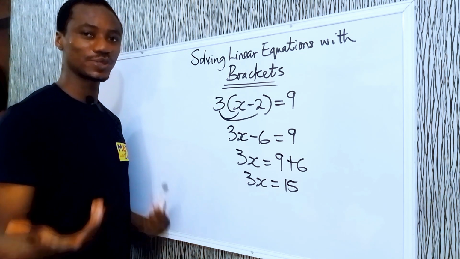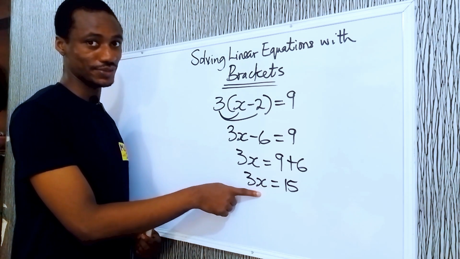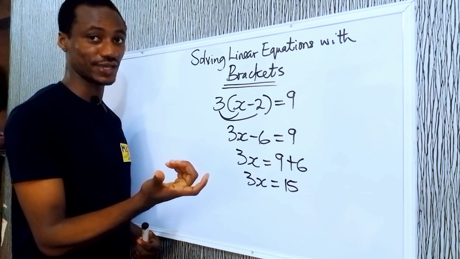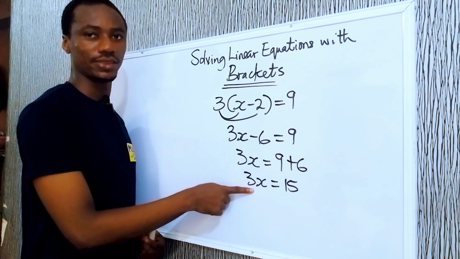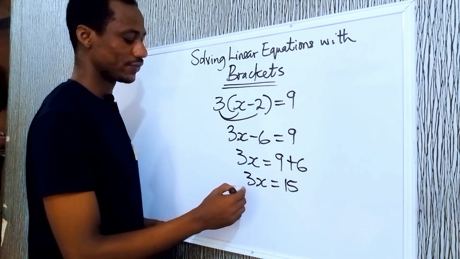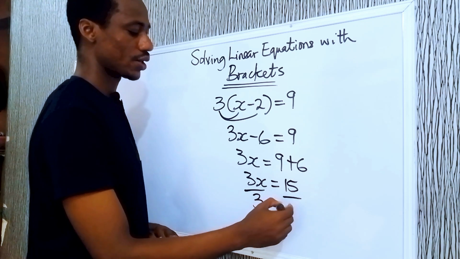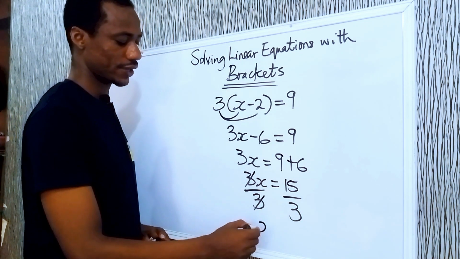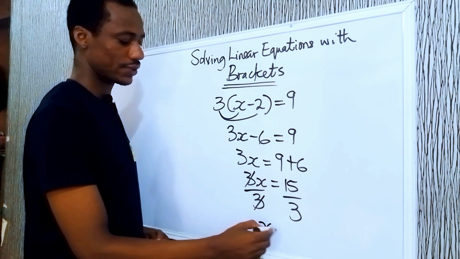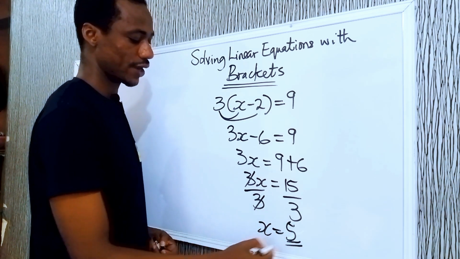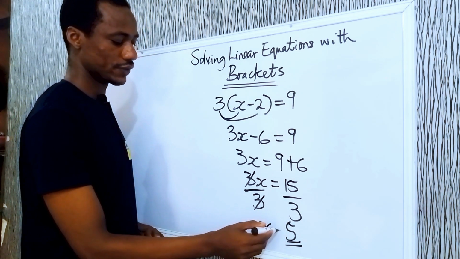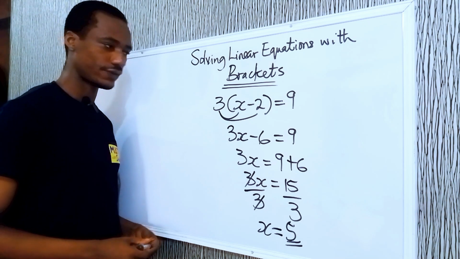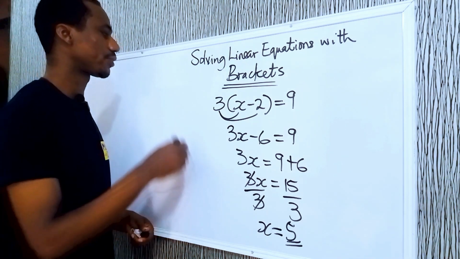We divide both sides by the number multiplying x, which is called the coefficient of x. We divide both sides by 3. So that means we divide this by 3 and also divide by 3. So 3 takes 3, and then we have x. 15 divided by 3 is 5. So let's check the second method.